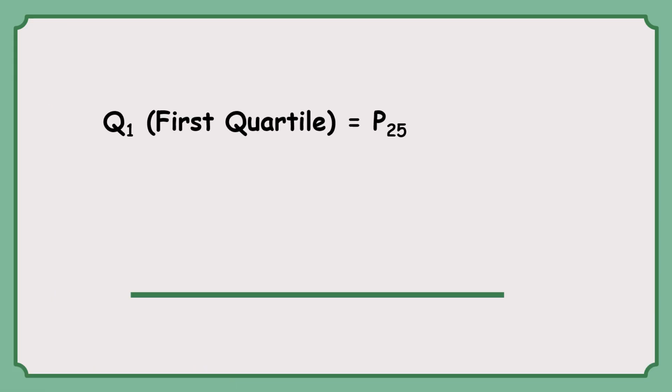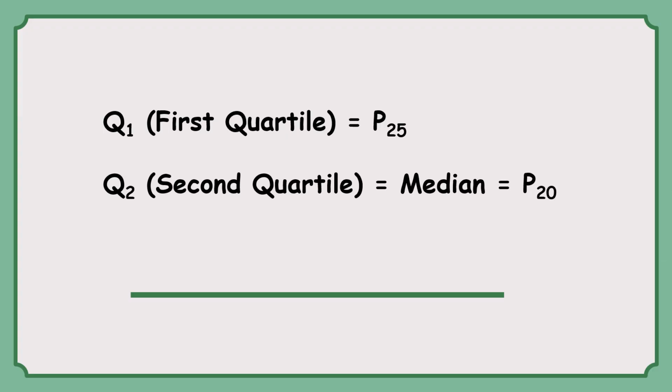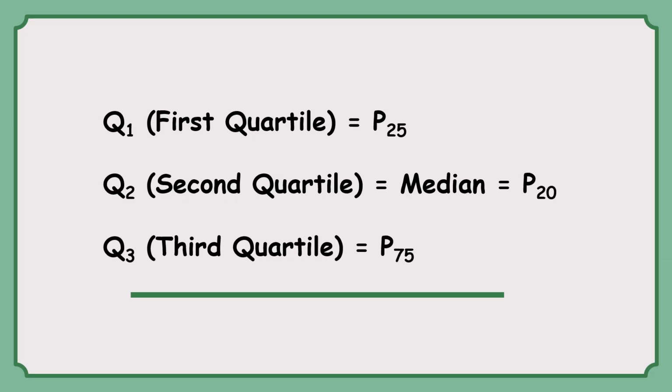The first quartile, or quartile 1, is equal to percentile 25. So percentile 25 is also equal to 25%. Quartile 2, the second quartile, is equivalent to the median, percentile 50, and also equal to decile 5. And then the third quartile, or quartile 3, is equal to percentile 75, or 75%.